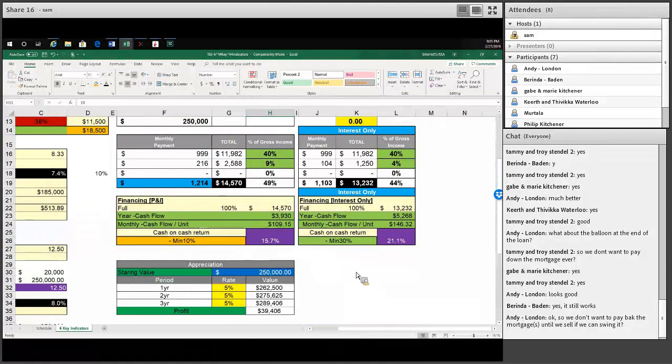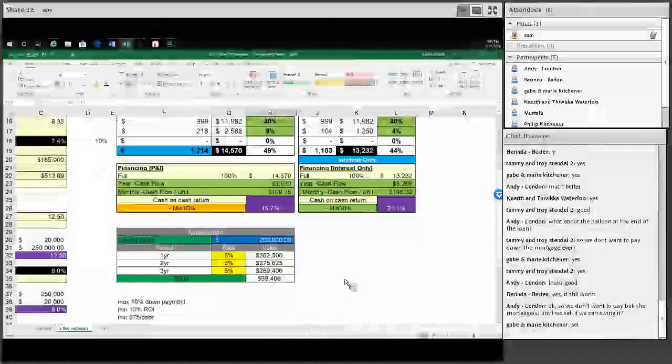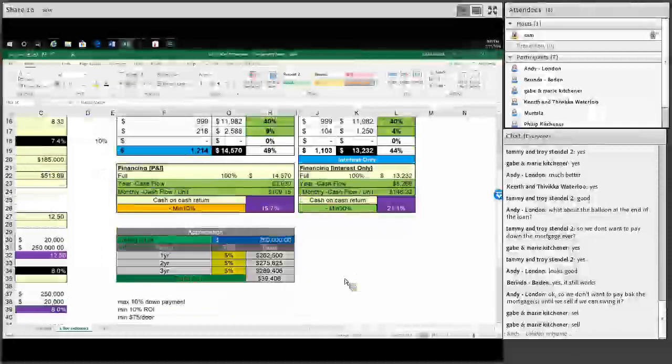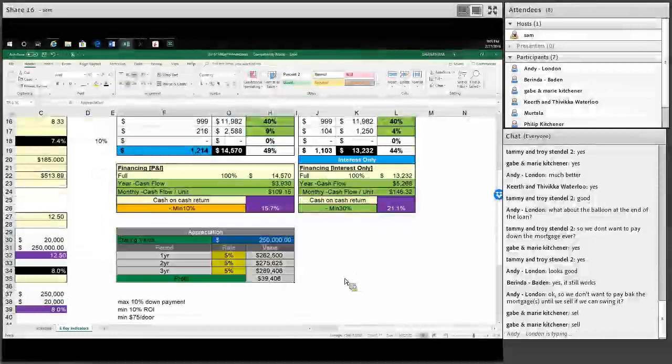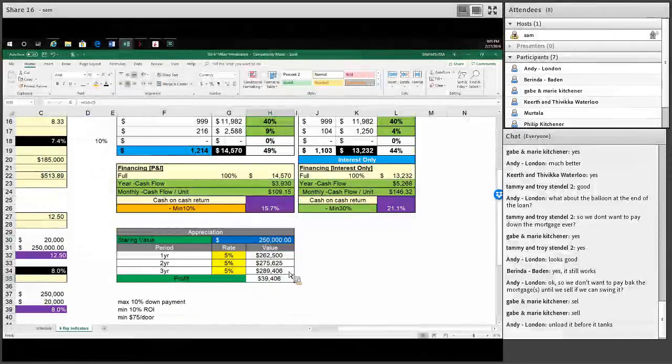Okay, but again, we can't predict the future. We don't count on this, by the way. We don't count on this. Okay, but if it comes, obviously we take it. Okay, so if we want to pay back the mortgage until we sell it, we can swing it.